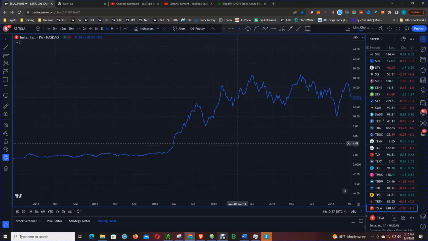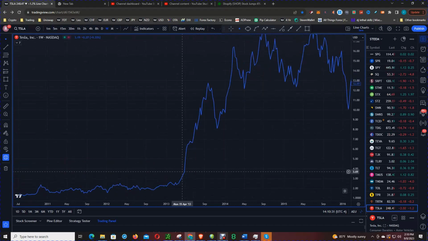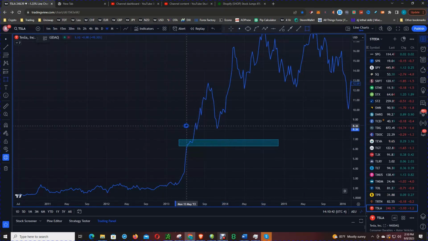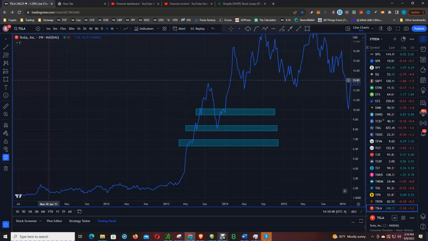All right. So you got a rallying price, base and rally, base, rally, base, rally, base. So you got one level, two levels, third level, and these I should really be saying zones, right?